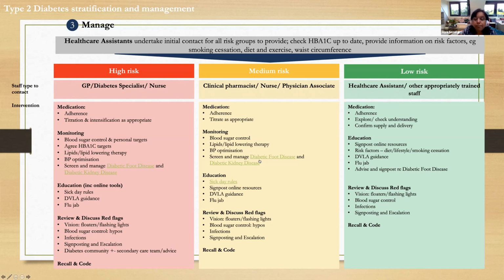Then you again signpost to the education. You go through the risk factors again, like the diet, the weight, smoking. Now, DVLA guidance, I can go through as much detail or as little, but there are some lovely leaflets on DVLA guidance, which I've shared later on. I just hand it to the patient and say, this is your responsibility. If I'm not seeing them, I just text them and say, this is what the DVLA guidance is, follow it. I remind them about the flu jab.